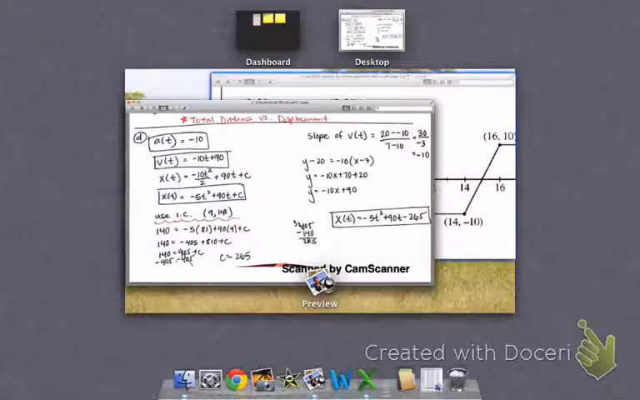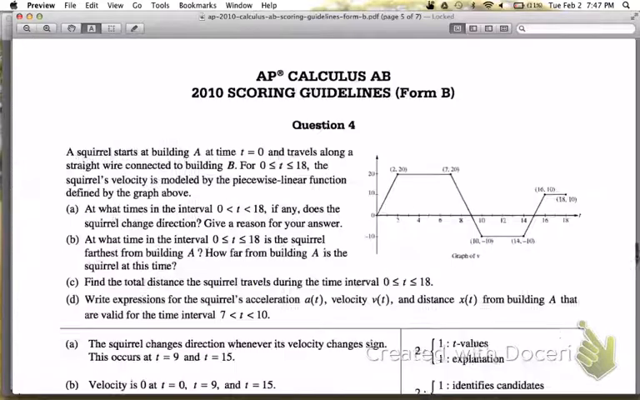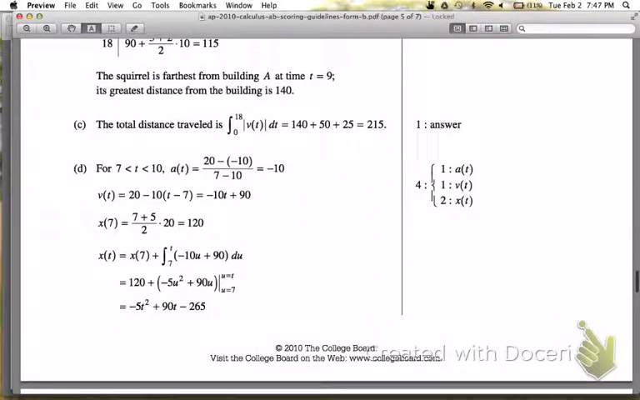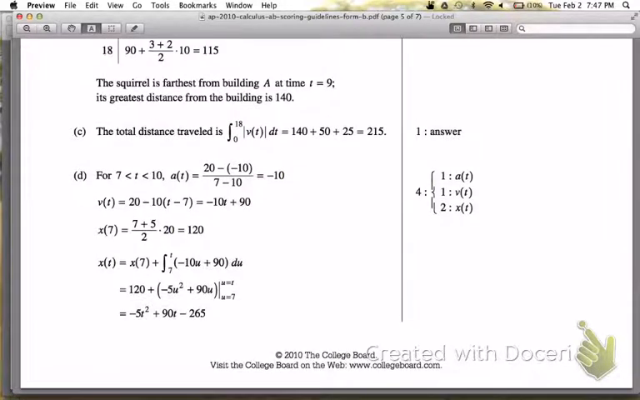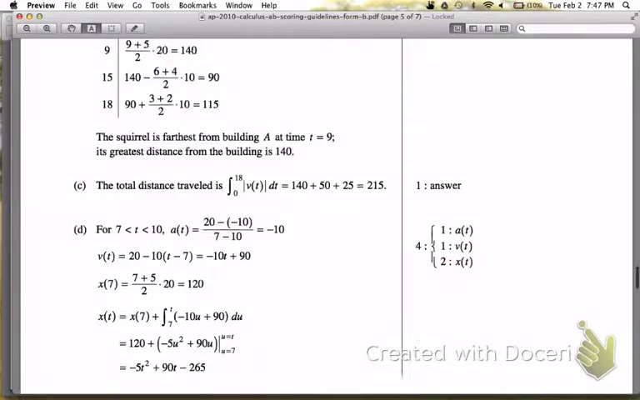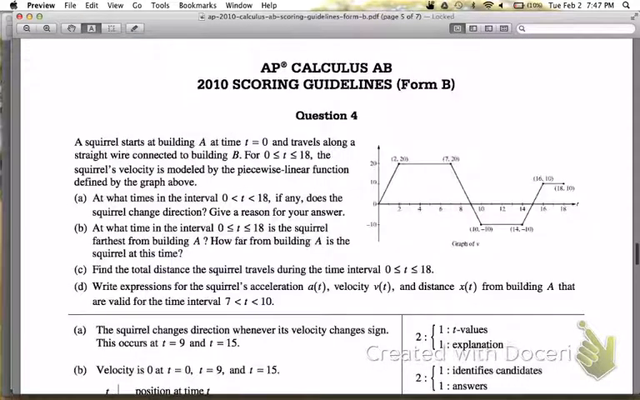So that was worth 4 points. You got 1 point for getting the acceleration, 1 point for getting the velocity, and because you had to do a little bit more for the position, they gave you 2 points for the position. So if you had difficulty finding that c value, I'm sure they would have given you 1 point just for finding the general integral, and then finding the c value is where you probably would get that last point. Perfect. So again, that was 2010 Form B, question number 4.